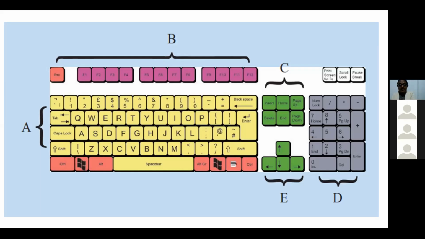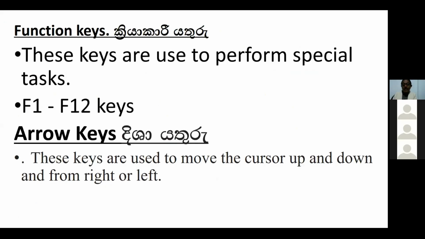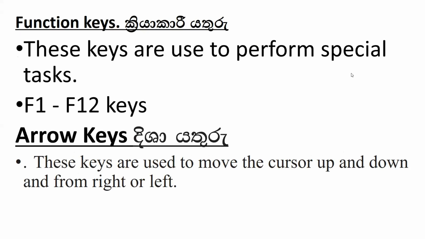Right. Let's go to the last key type. Last one is arrow keys. We already know about these arrow keys. Right. Anyway, Yasindu, could you please read my screen? Arrow keys. These keys are used to move the cursor up and down and from right or left. Good job. These keys are used to move the cursor.